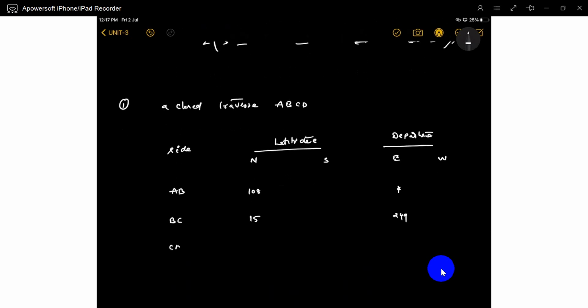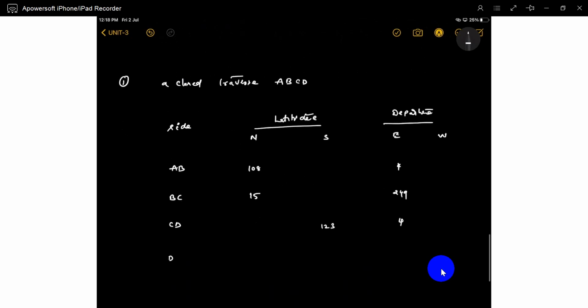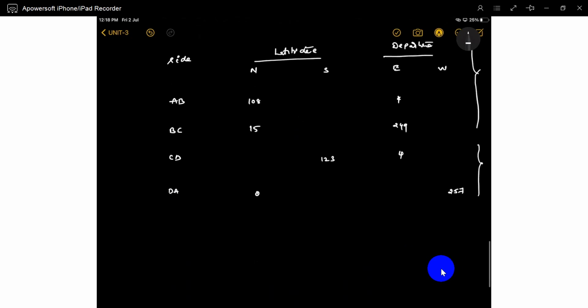So for CD, it is 123 south and east 4. For DA, it's 0 north and west of 257. These are the details he gave, to find out the total area enclosed between ABCD. If you try a simple diagram, something like that.